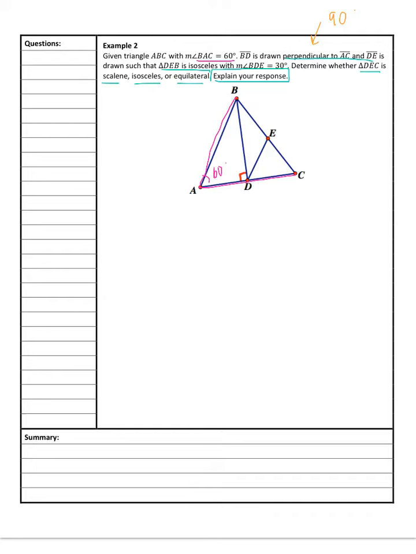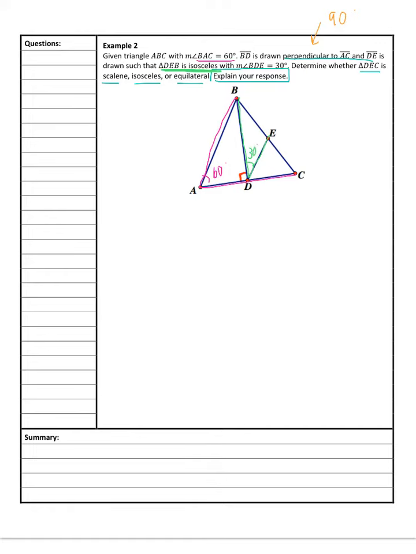And then it also said that DEB was isosceles. So thinking back to our last example, isosceles means two congruent sides, and it says BDE is 30. So if I follow that, BDE is 30. So this angle over here is the one that's going to be 30 degrees.